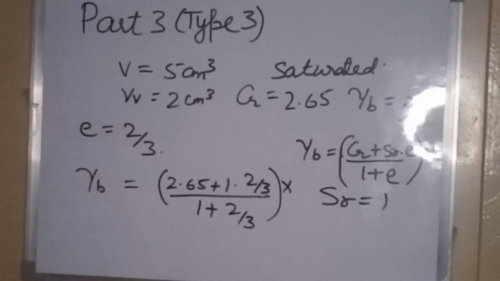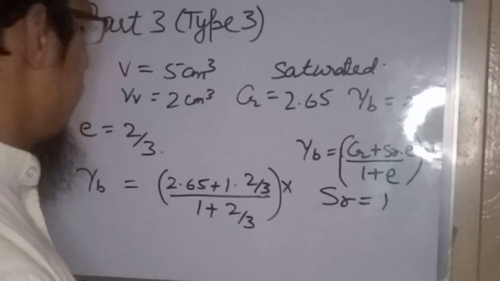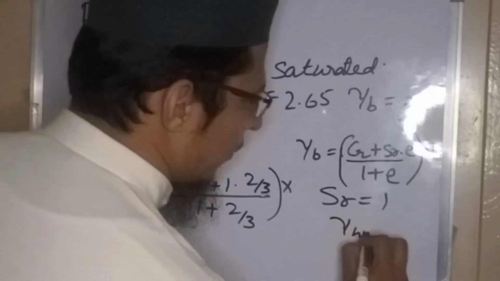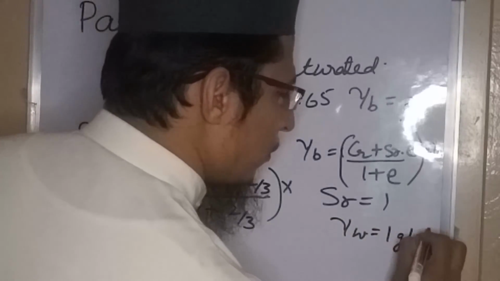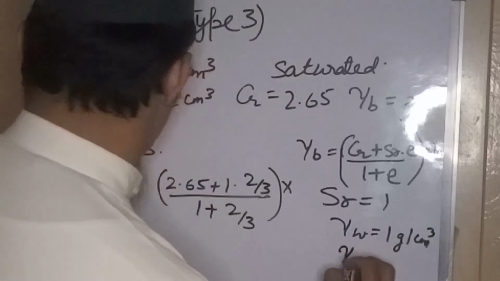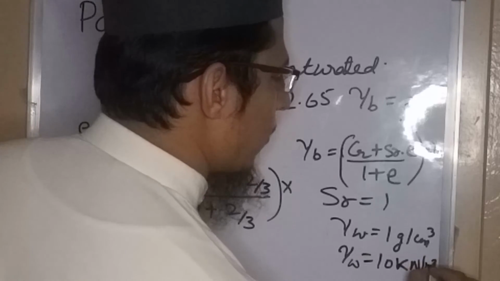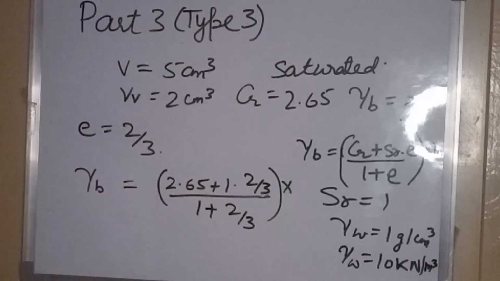If you want to find the unit weight in kilonewton per meter cube, we will use 10 kilonewton per meter cube as the unit weight of water. If we want to find the bulk density in gram per centimeter cube, then we will use gamma W as 1 gram per centimeter cube. So we have two values, gamma W equal to 1 gram per centimeter cube and gamma W equal to 10 kilonewton per meter cube. Depending upon the unit in which we want to calculate the bulk density, we can use this formula.